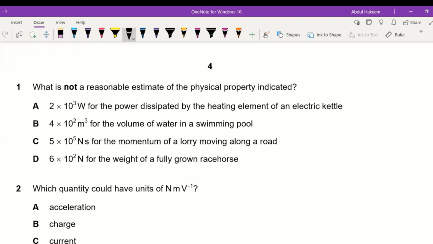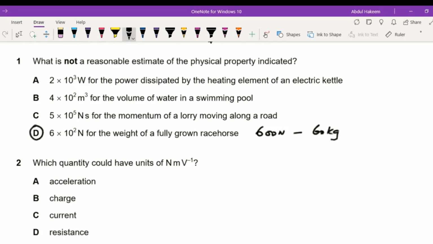And then 4 × 10^2, meaning 400 meter cube, for the volume of the water in the swimming pool, but this is possible. So 5 × 10^5, meaning 500,000 Newton second, for the momentum of the lorry moving along the road. Yes, it's possible. And this is 600 Newton for the weight. So 600 Newton means 60 kg for the weight of the fully grown racehorse. So this is wrong. So the option is D. This is an incorrect estimation.